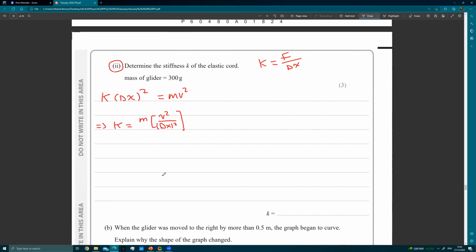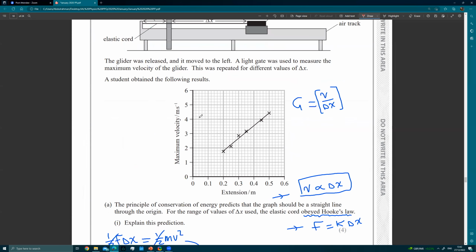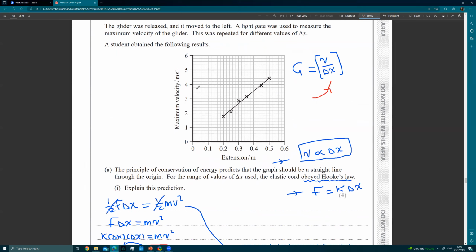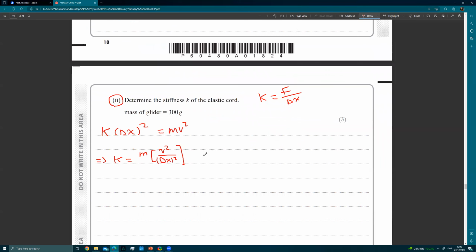And it's like, what is the velocity? What's the extension? Well, let's go back to the graph. We could work out velocity over extension, which is the gradient. That's why it's always important at the start of the question to write down an expression of what the gradient represents. So this is equal to mass multiplied by the gradient squared. Why? Because the gradient is equal to velocity over extension. So velocity squared over extension squared is gradient squared. Right, so this squared is equal to this squared.